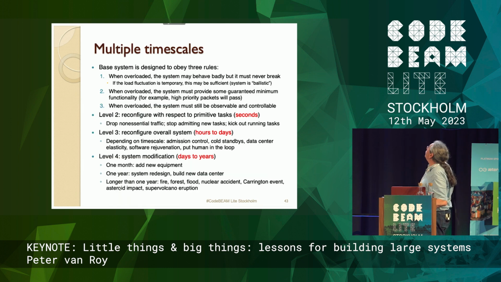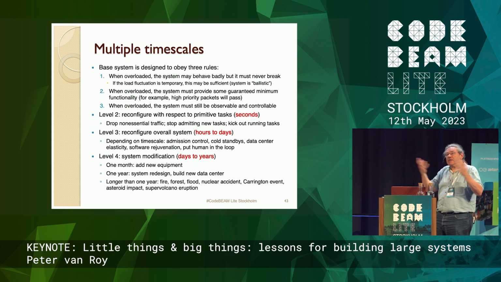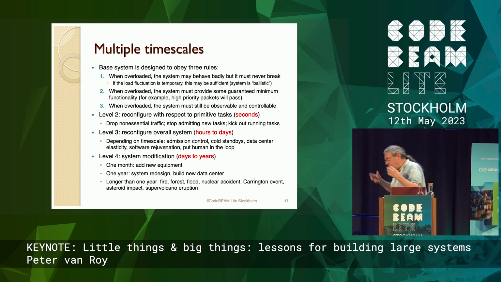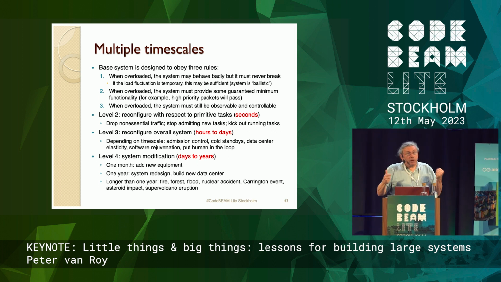So timescales. You have to have multiple timescales. The base system follows its 3 rules. And then the next level is, so this is micro or milliseconds. This one is seconds, then hours to days, days to years. And you might have to put a human in the loop or reboot the system. That is a totally different world. You don't want to mix timescales. Things that happen in milliseconds, things that happen in minutes, those are two different things. You don't want to mix them. They should be treated independently. Okay, so that's the second thing.